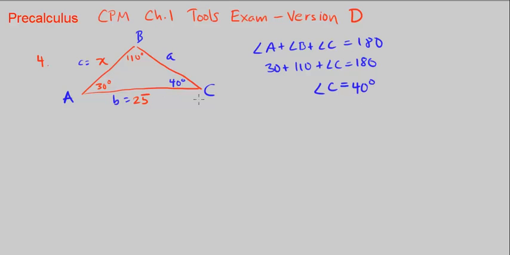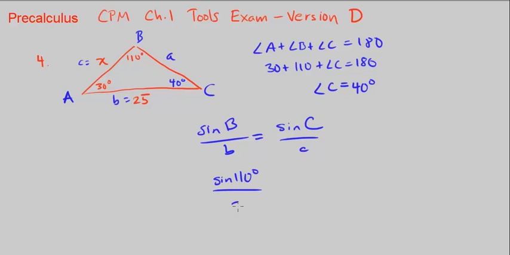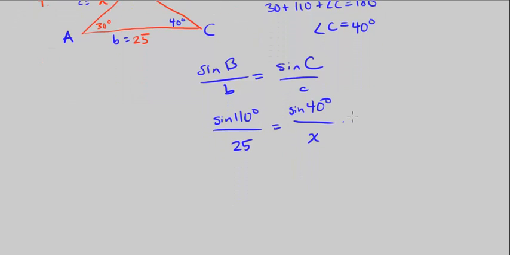Okay, so now I have an angle, and I'm just looking for the opposite side, and then I can use the law of sines. Sine of angle B over little b is equal to sine of angle C over little c. Plugging in these values, I have sine of 110 for B over 25, which is little b, is sine of 40 degrees over little c, which is x. So I'm going to use this to solve for x. Okay, all I need to do now is solve for x, simplify, multiply x by both sides, it cancels there.